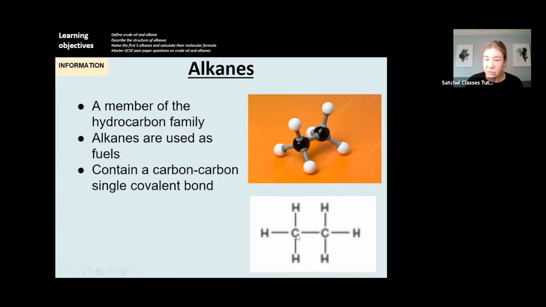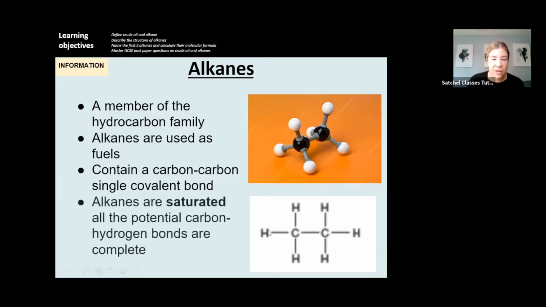That's just what we mentioned before. By carbon-carbon, it means in between two carbons, so a carbon-carbon single covalent bond. And they are saturated. Please use that key word when it comes to GCSE questions, because examiners love it. They are saturated, which means that all the potential carbon-hydrogen bonds are complete. I can't fit any more hydrogen onto this alkane. I physically can't do it, because a carbon atom can only have four lines coming off it.